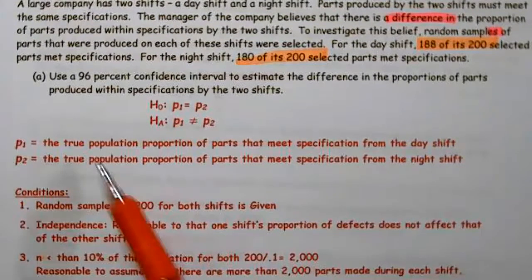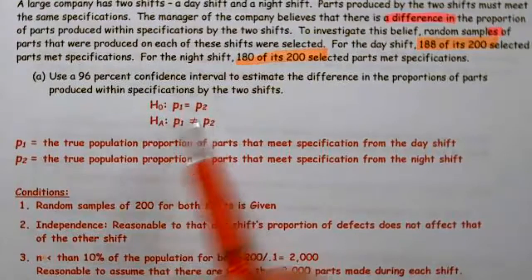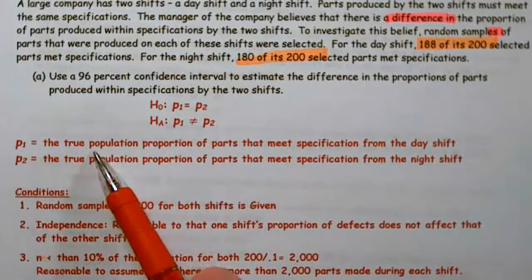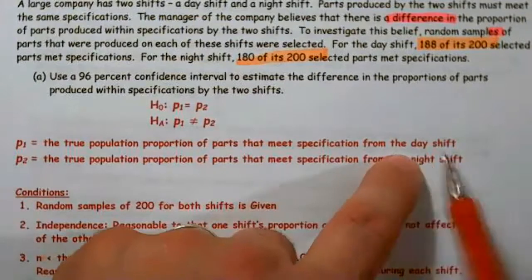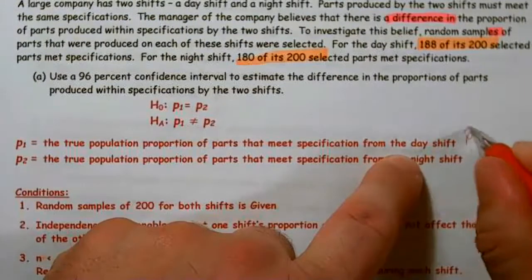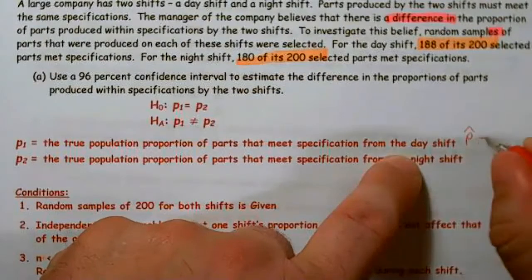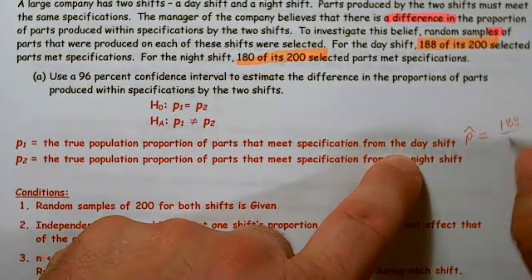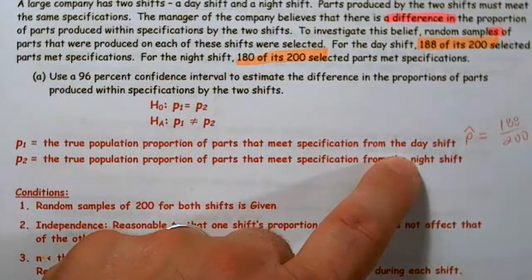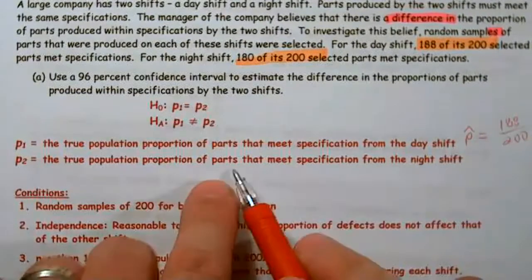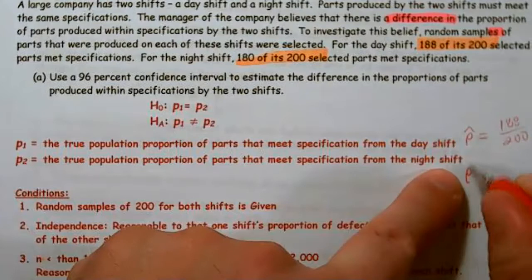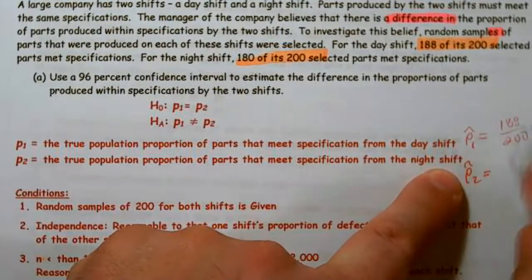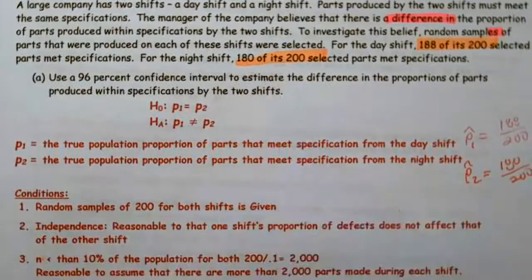So we always have to define our parameter, and since we have two parameters, two proportions, we have to define both of them. P1 is the true population proportion of parts that met specifications from the day shift. And while we're here, let's go ahead and talk about P hat. Well, from the day shift, we know that there was 188 of the 200 that met specification. P2 is the true population proportion of parts that meet specifications from the night shift. So P hat 1, P hat 2, and in this case, we have 180 out of 200, and I just got that from right there.